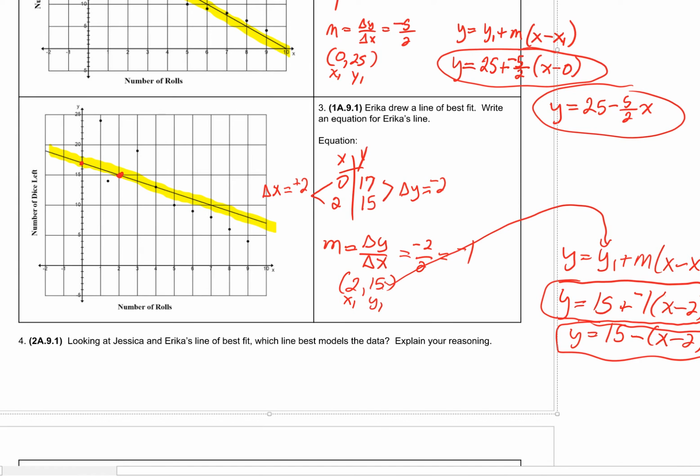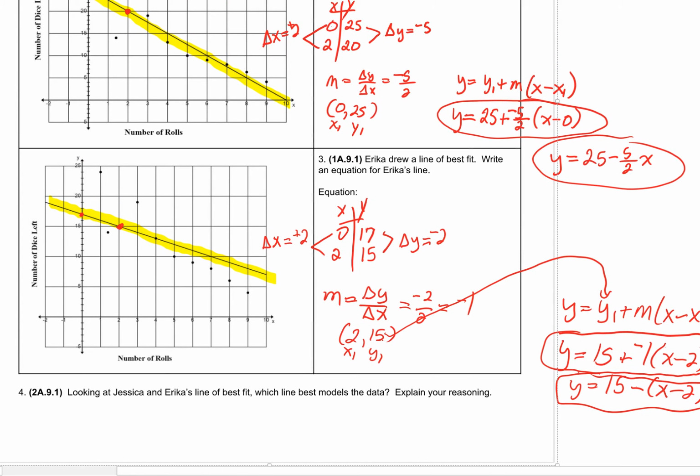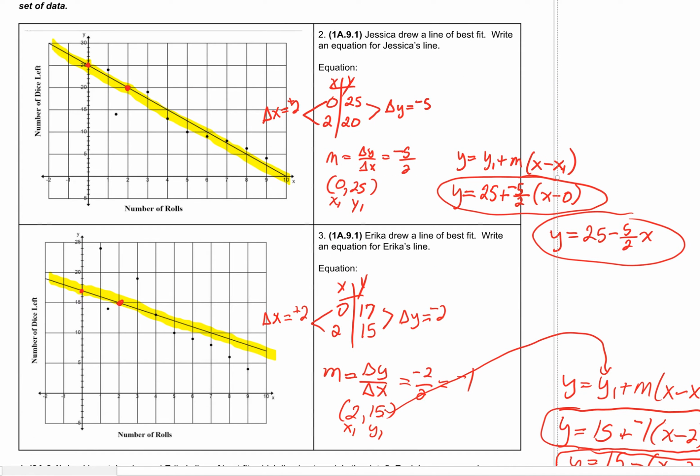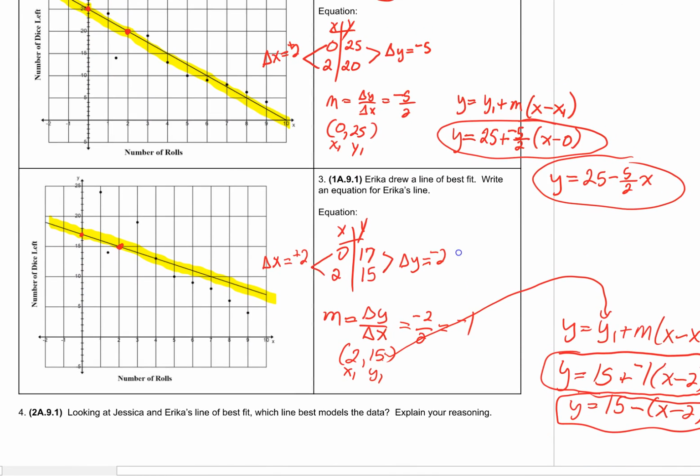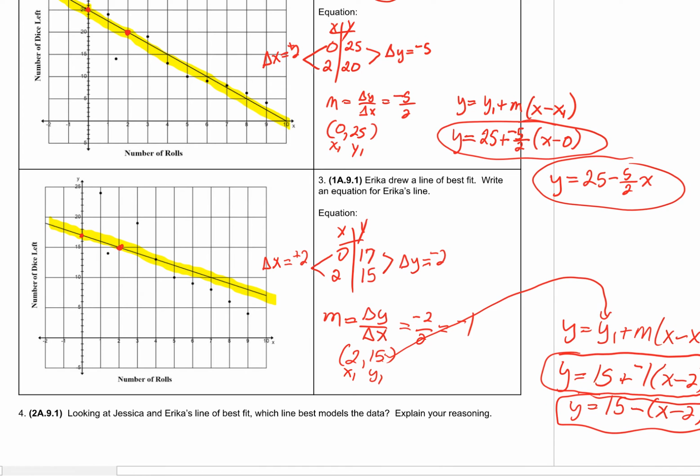That's proficiency 2A 9.1. But before we do that, there's one problem at the bottom that is tied to that proficiency. Looking at Jessica's, who was the person in number 2, and Erica's lines of best fit, which line best models the data?